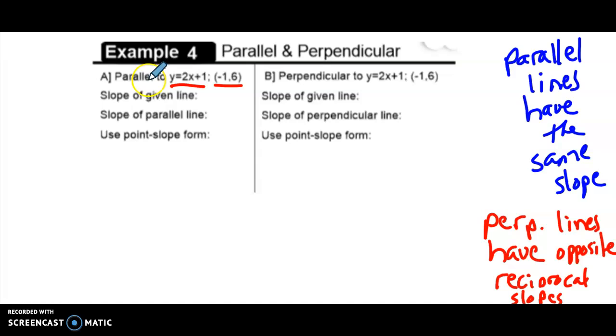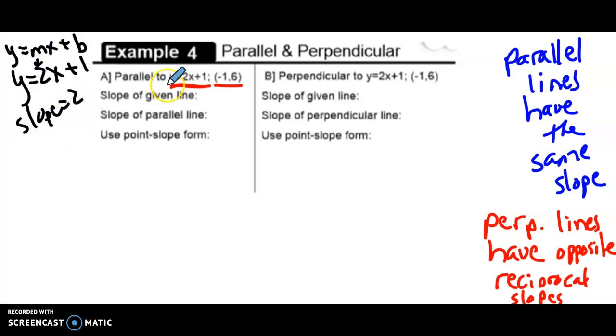So when they tell me that my line is going to be parallel to this line, I know that my line has to have the exact same slope. All right, well, the slope of this line, y equals 2x plus 1, that's in slope-intercept form, mx plus b. So I know that the slope of this line is 2. Well, if the slope of this line is 2 and my line's parallel to it, the slope of my line is also going to be 2.